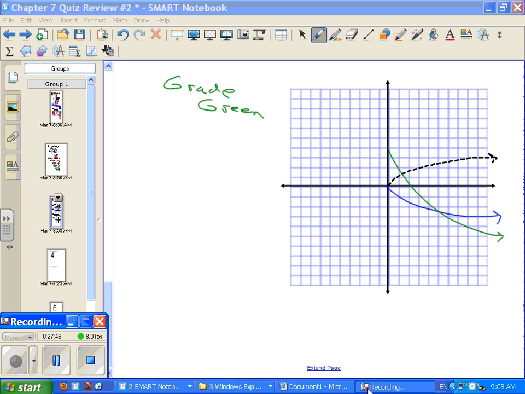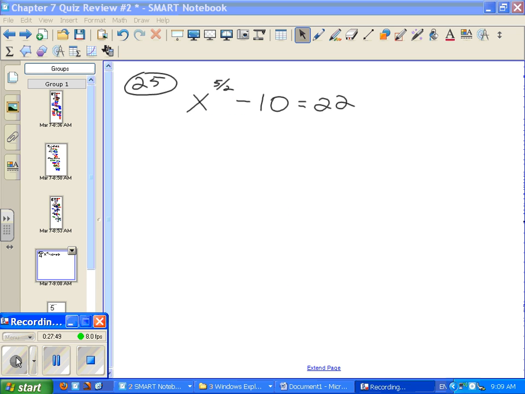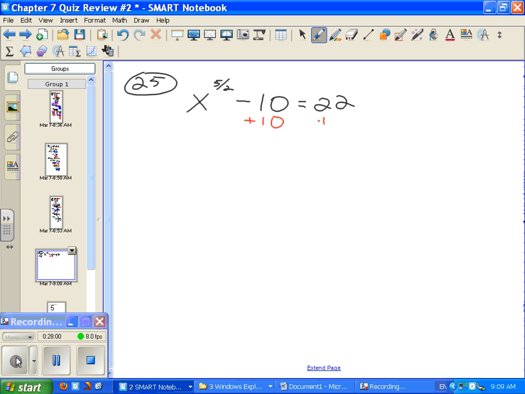All right, here's a case of a problem that we can do several different ways. Although everybody's first step is pretty much going to be the same. Okay, so that means I'm going to get an x to the 5 halves equals 32.